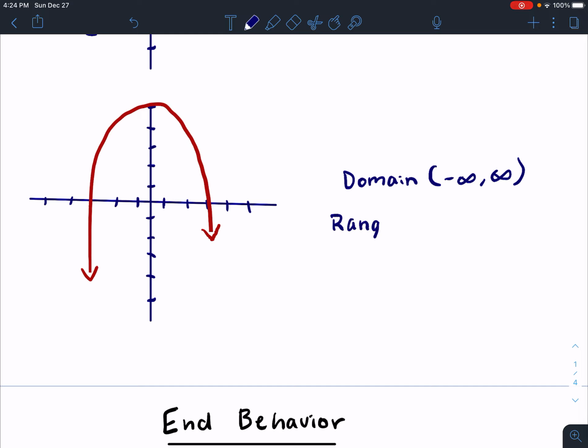And for the range, it's the same thing. So the lowest point, the y values just keep going down, so it would be -infinity, and the highest point is 5. So (-infinity, 5].